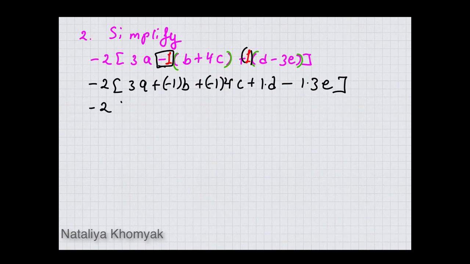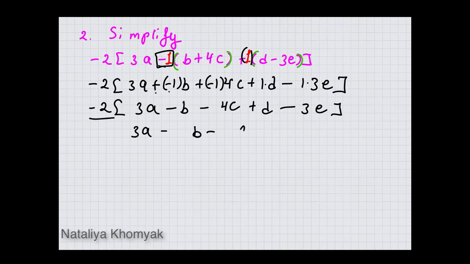So we have negative 2, 3a, positive times negative, negative 1 times b, positive times negative, negative 4c, 1 times d, just d. Negative 1 times 3 is negative 3e. Before we move on, we need to check if we have any like terms. We have a, b, c, d, e, everything is different. So we proceed with distributing this negative 2. We have 3a minus b minus 4c minus 3e. Negative 2 is negative, so we want it inside of the parentheses, and we distribute negative 2.